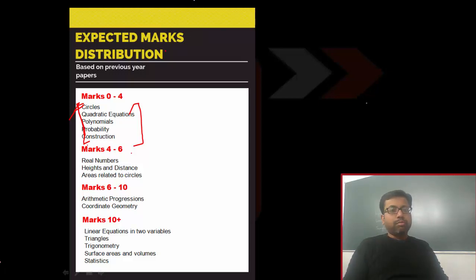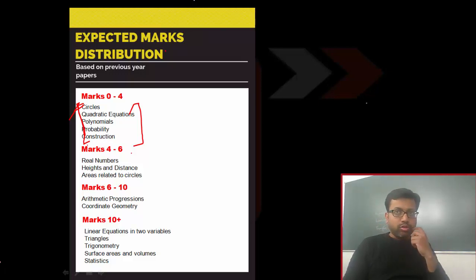And for real numbers and areas related to circles, you could get it in the range 4 to 6. Heights and distance will always be one question that will be there in section D most probably. In the 6 to 10 mark segment, you have arithmetic progression and coordinate geometry.